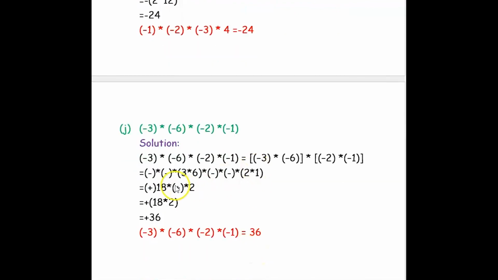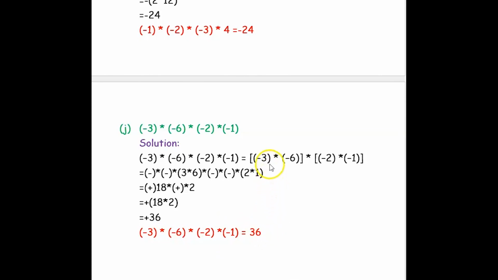Next question. Negative 3 into negative 6 into negative 2 into negative 1. So if you see here we have 1, 2, 3, 4, so an even number of negative integers. Our answer should be a positive integer. So we can write the positive sign and we can directly multiply the integers separately. So 3 into 6 is 18. 18 into 2 is 36. 36 into 1 is again 36.